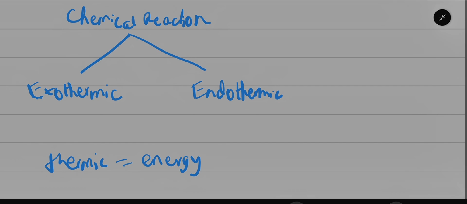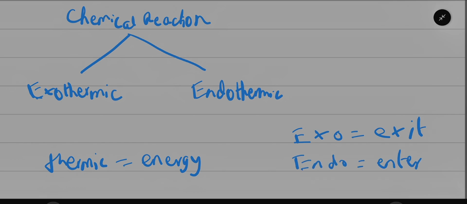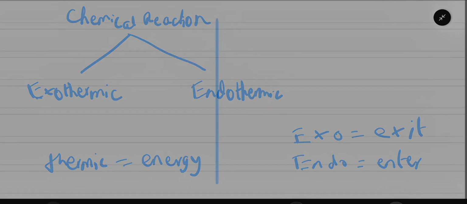Now, what does endothermic and exothermic mean? Exo stands for exit and endo stands for enter. Therefore, you can say that in an exothermic reaction, the energy exits a reaction, and in an endothermic reaction, the energy enters a reaction. So let's just pen this down.